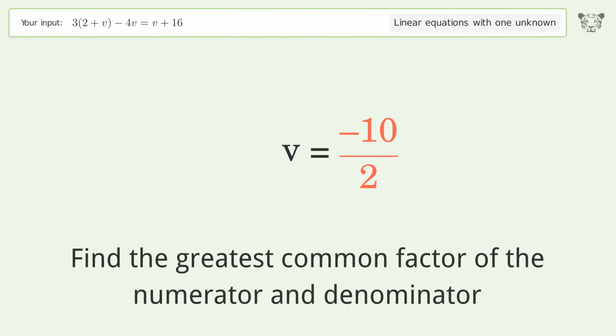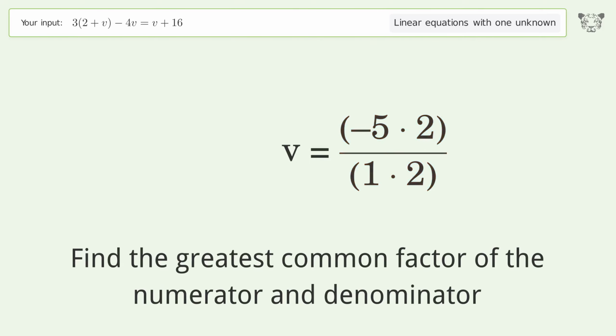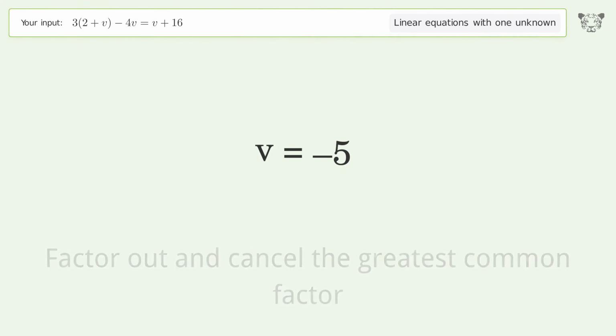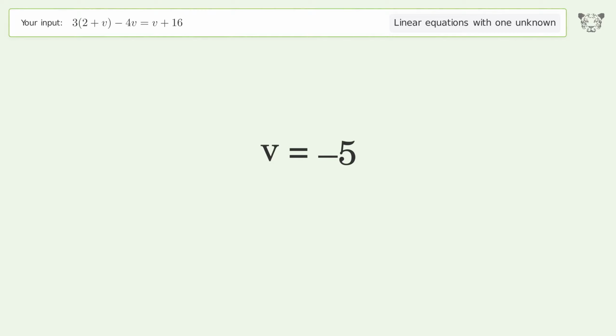Find the greatest common factor of the numerator and denominator. Factor out and cancel the greatest common factor. And so the final result is v equals -5.